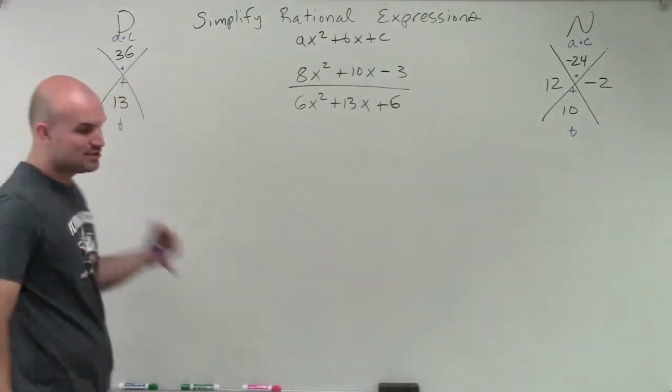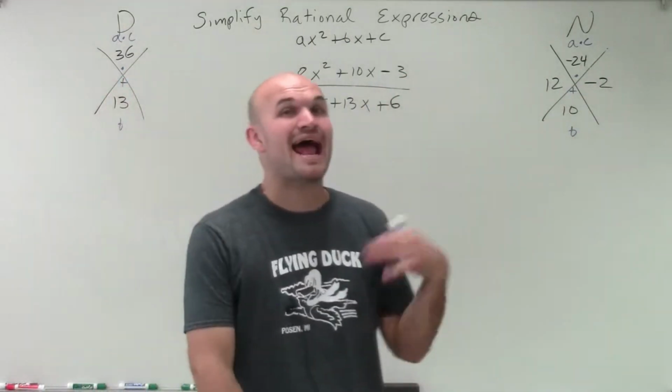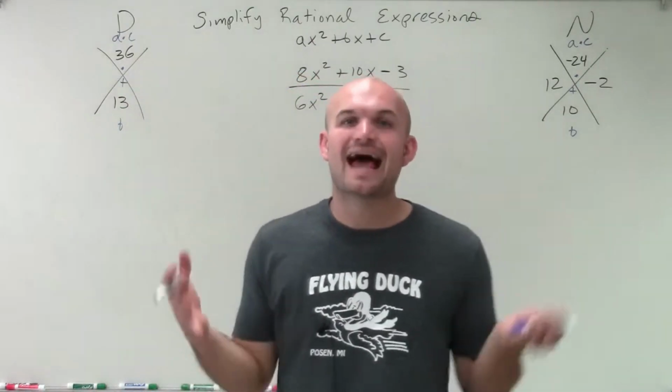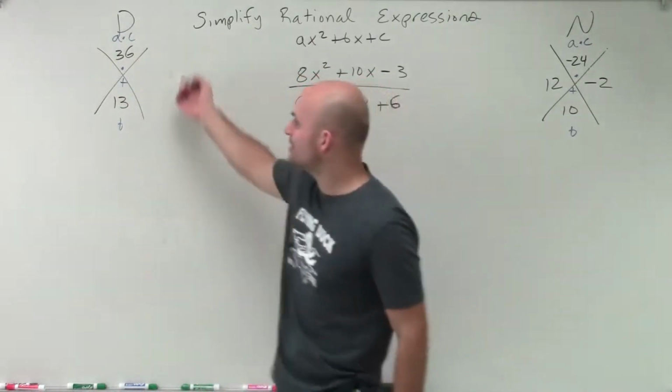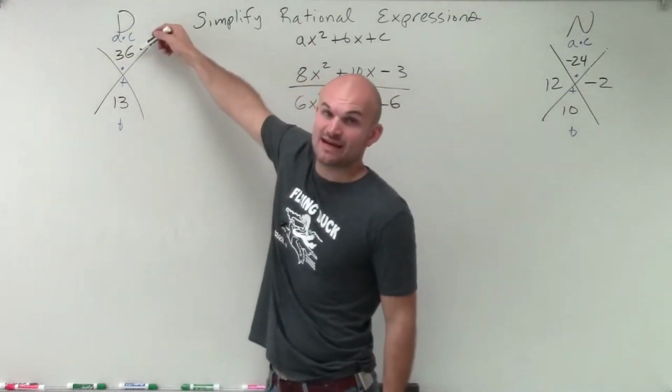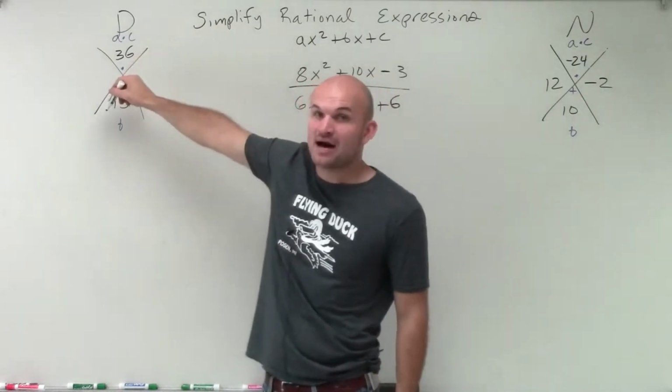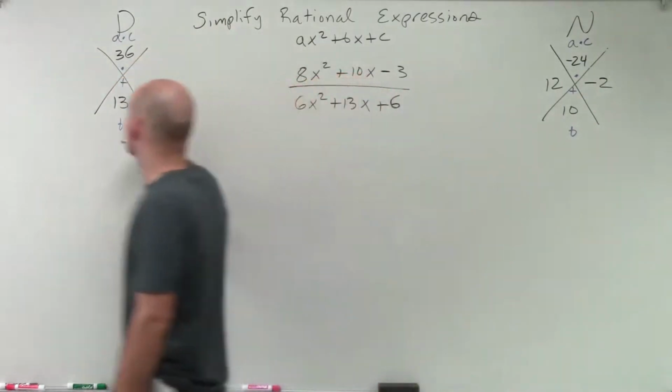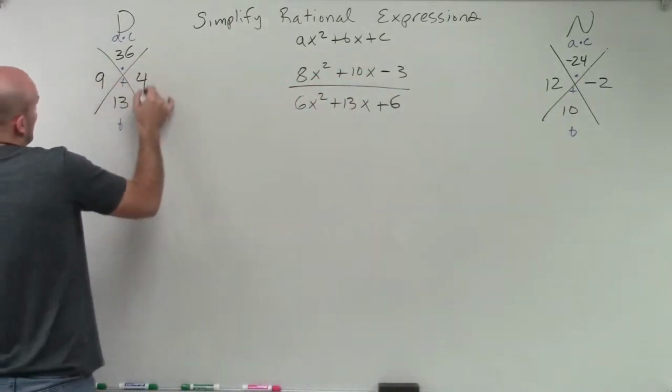Over here, you say, what 2 values multiply to give me 36 but add to give me 13? Now, both the factors have to be positive because rather than just multiplying to make us positive, they have to add to give us positive as well. So they both can't be negative. And those 2 factors are going to be 9 and 4.